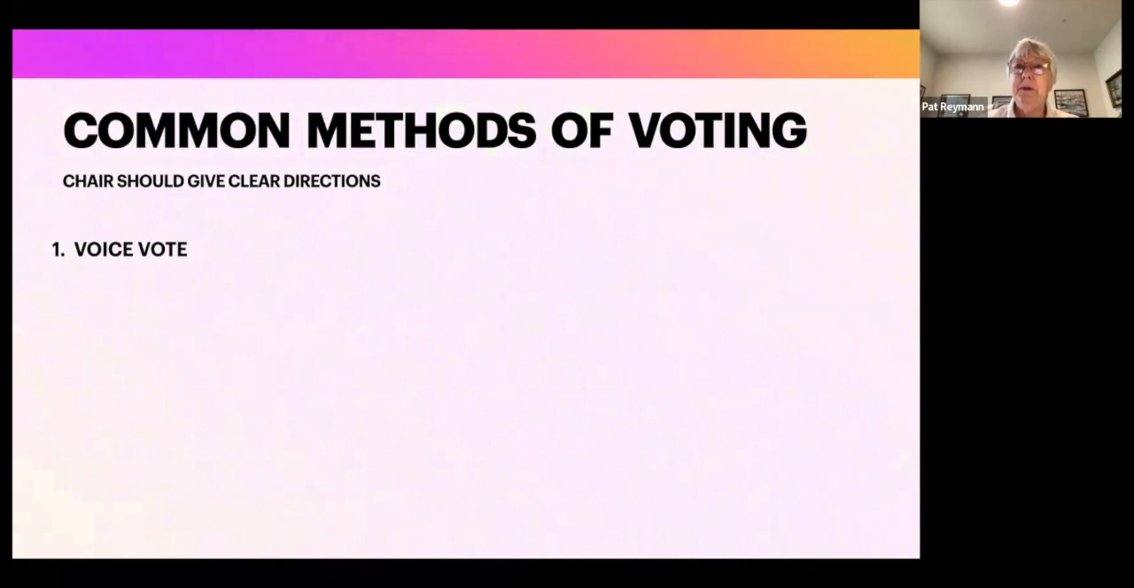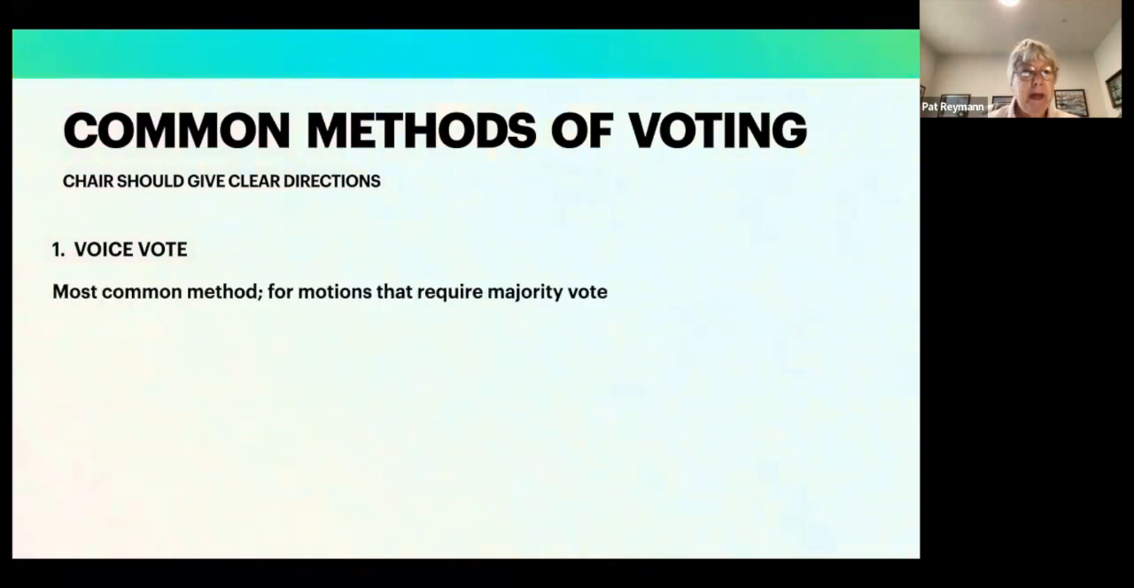All right. Now, the most common is the voice vote. And we have talked about this when we had our 6 steps of the motion, how to process a motion. That was a voice vote, is what we went through. So it is the most common method, and it's for motions that require a majority vote. And that's most of them. If they require a 2/3 vote, you don't use a voice vote. We'll talk about what it is you do use, but not this one.